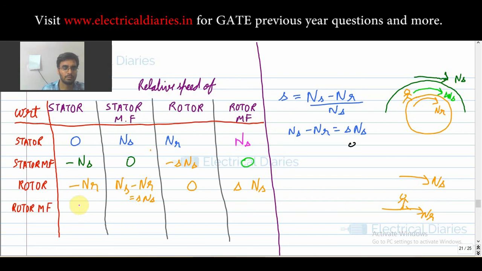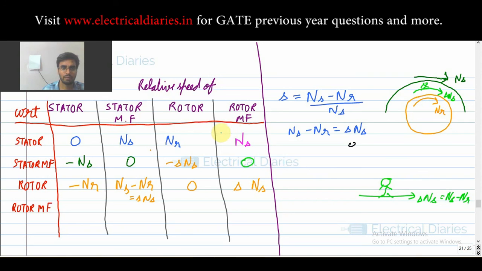Now the next part is speed of stator with respect to rotor magnetic field. So now I am standing on the rotor magnetic field. That is, I am standing here on the platform that is moving with the speed of ns minus nr. Now what I have to find is the speed of stator with respect to rotor magnetic field. Your rotor magnetic field is moving with respect to the rotor as s ns.